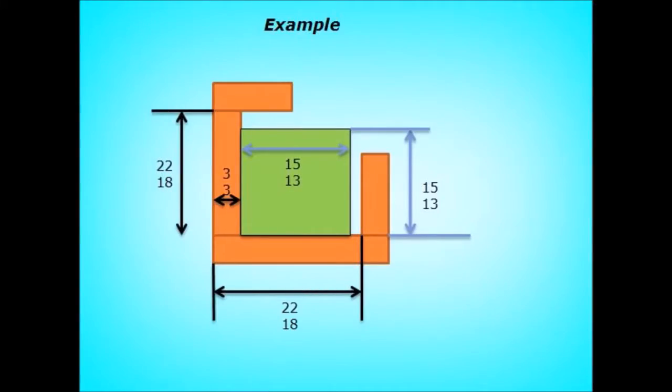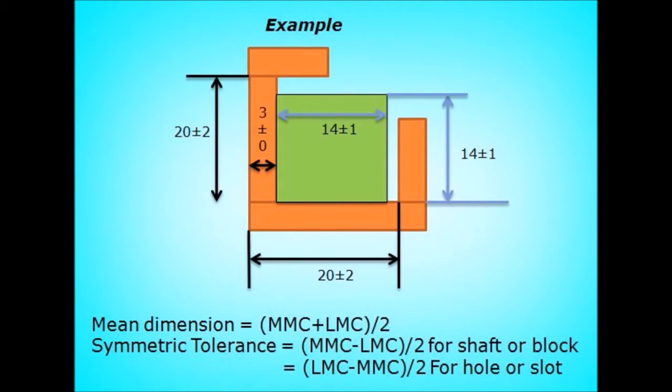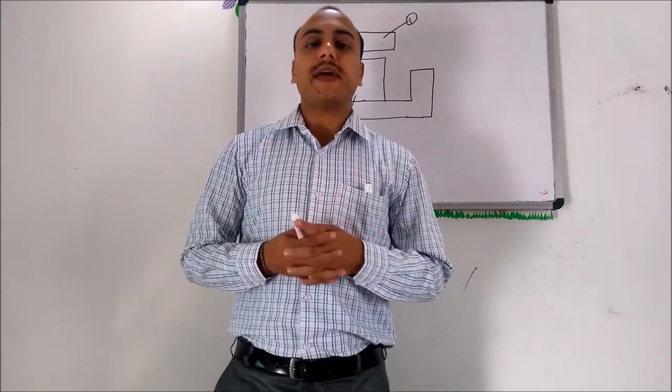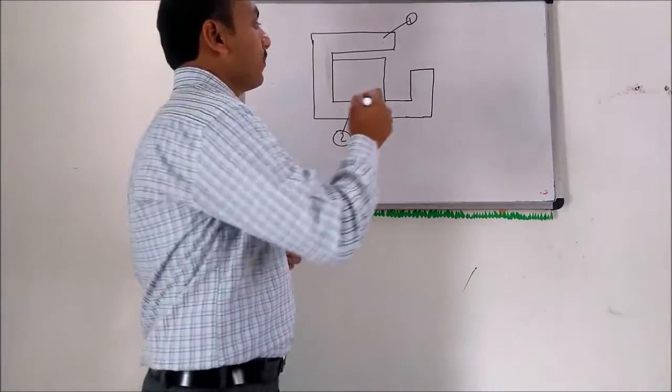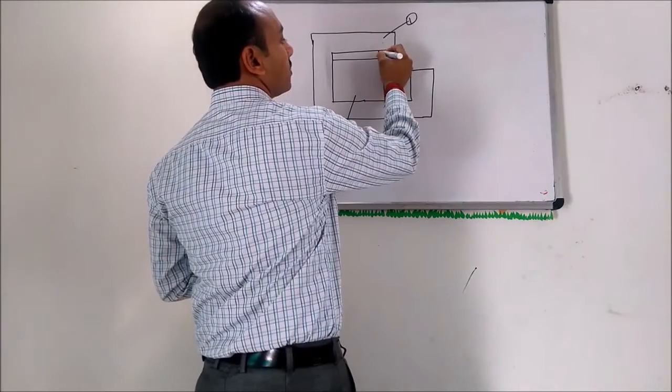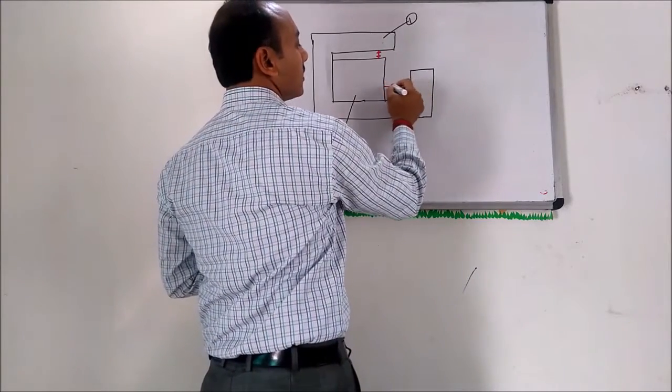Let's first prepare the loop diagram for the example I gave in lecture 2 for your practice. First, convert all the dimensions into an equal bilateral or symmetric tolerance system. See lecture 1 or 2 for more details. Let's prepare the loop diagram for this example. In this example, we are interested in finding this gap and this gap.